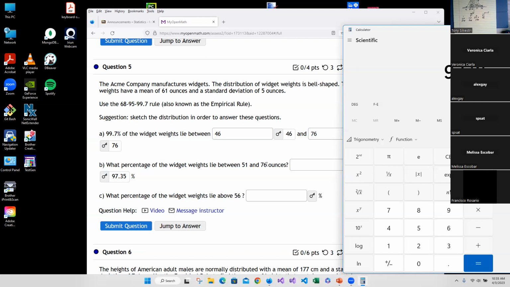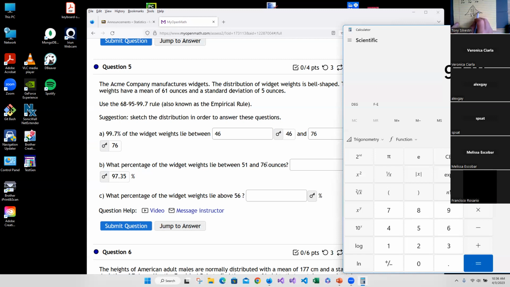What percentage of the widgets lie above 56? Above 56. This is getting messy now. Let's see if we get a better picture. Okay, here's our graph. Okay, 61 is in the center. 56 is over here. There's 56. What we want to do is figure out what's the percentage of the widget weights that lie above 56.